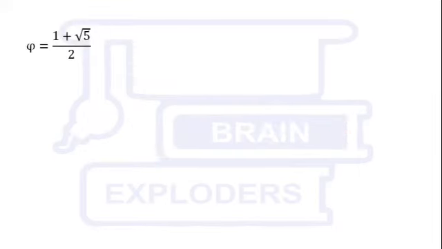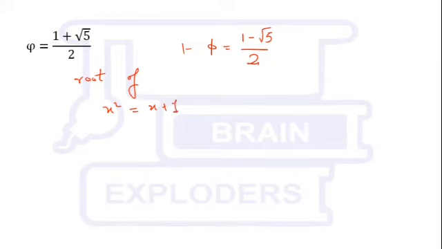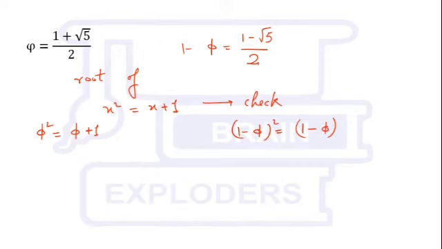Now this phi and this 1 minus phi, both of these are the roots of a quadratic equation. These are the roots of x squared is equal to x plus 1. You can check it yourself. So it means that phi squared is equal to phi plus 1 and (1 minus phi) whole squared is equal to (1 minus phi) plus 1. Why? Because both will satisfy this quadratic equation.